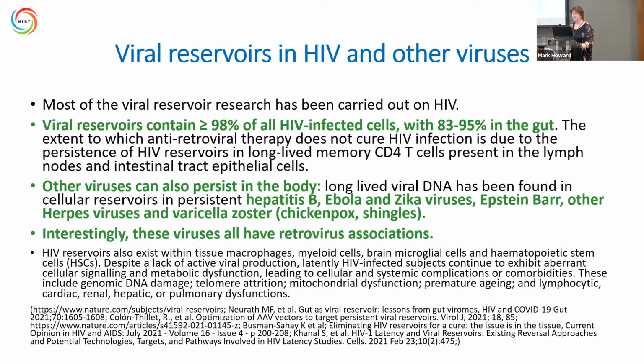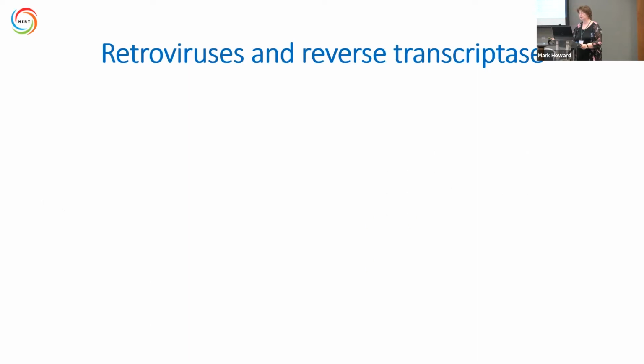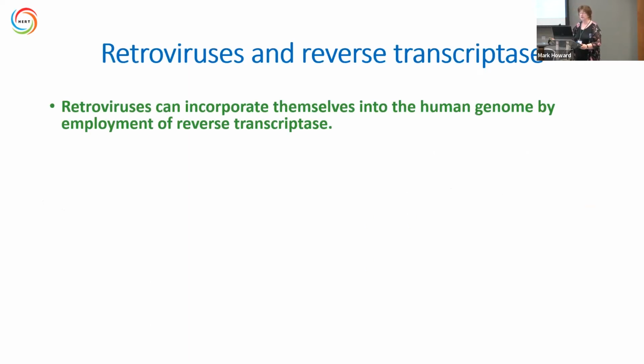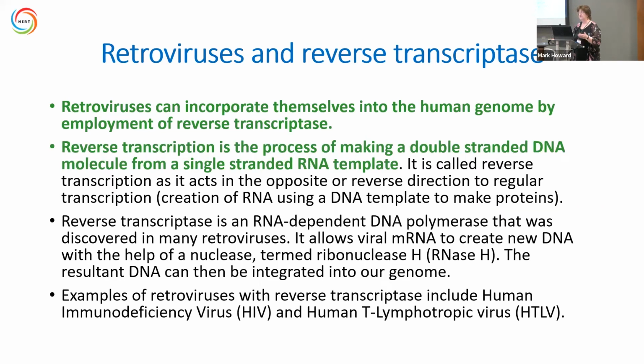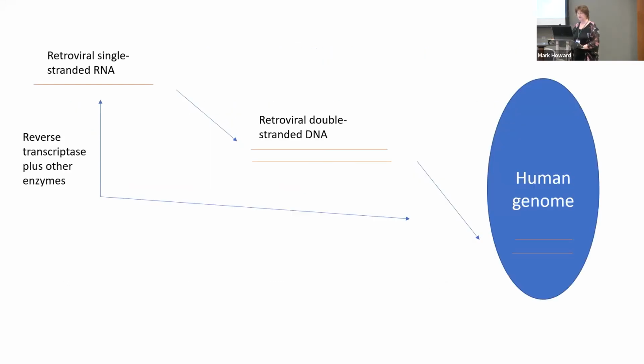But first of all, I want to talk about retroviruses and reverse transcriptase. So retroviruses, as we know, incorporate themselves into the human genome by employment of reverse transcriptase, which is an enzyme they carry with them for this very purpose. And reverse transcription is simply making double-stranded DNA from the single-stranded RNA viral template. So as you will remember from Mitochondria Day, I'm not very good at PowerPoint diagrams, but hopefully this will make sense. So you've got retroviral single-stranded RNA, reverse transcriptase plus other enzymes makes retroviral double-stranded DNA, which is then inserted in the human genome.